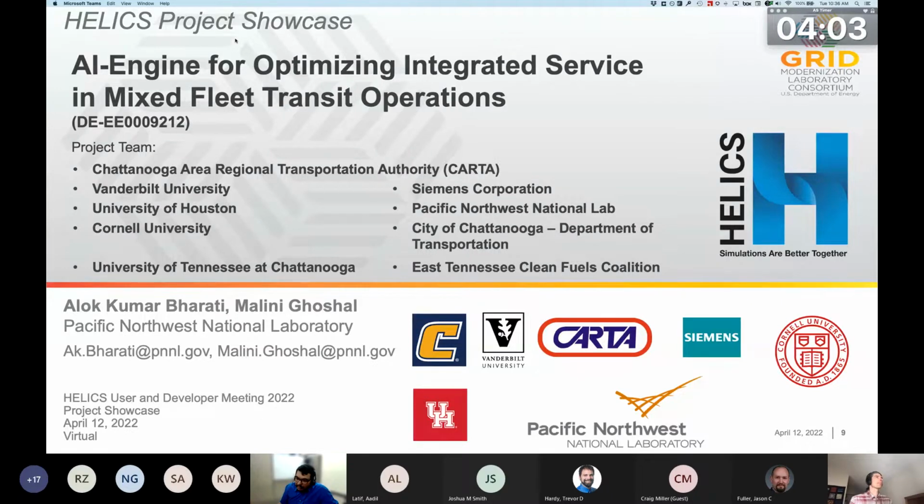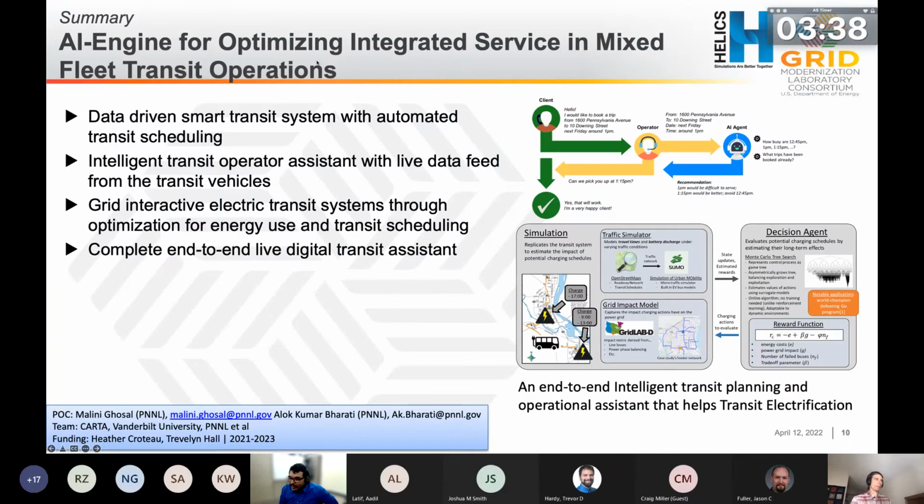As you can see, the project team is fairly large, and some of the participants are in supporting roles, and some are leading some of the major tasks of this project. I would like to highlight that I'm the newest member on the project team, and I have Malini also on the call to answer some of the questions that I might not be aware of. Can you go to the next slide, Brian? Sorry, jumped ahead too. There you go. Sure.